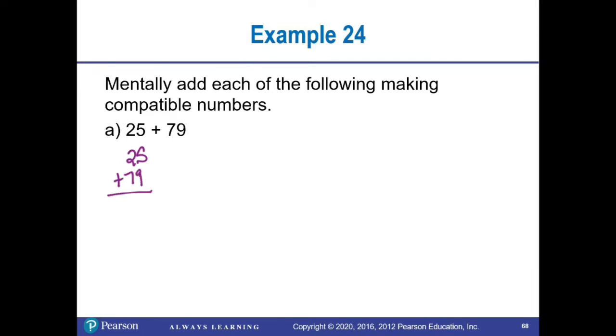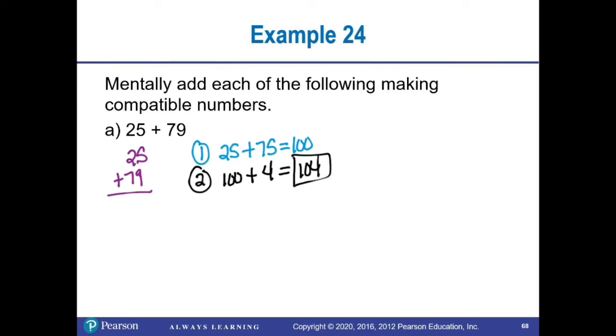So here we have 25 plus 79. Well, I know that 25 plus 75 is 100. Those are compatible numbers, easier to add. Well, I've used 75 of the 79. There are 4 ones that I haven't used. So I'm going to add those 4 ones. 100 plus 4 is 104. So again, I pulled apart 79 into 75 and 4. I added 25 plus 75 is 100, plus 4 more makes 104.